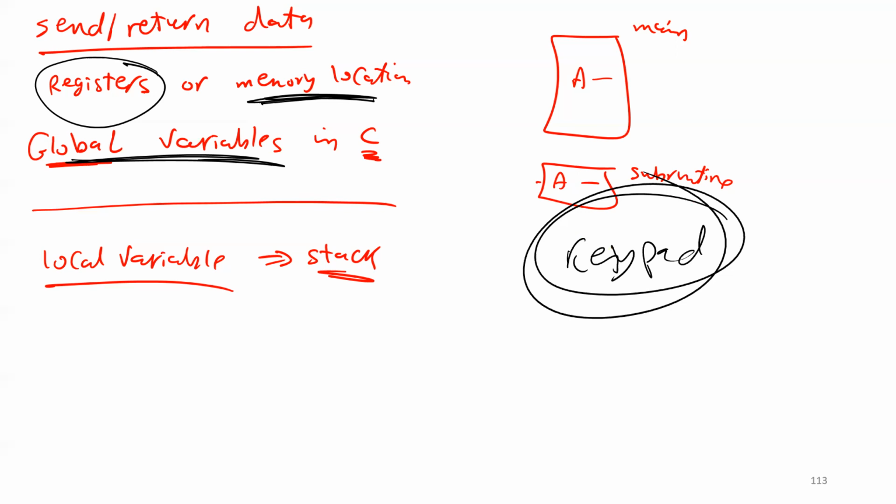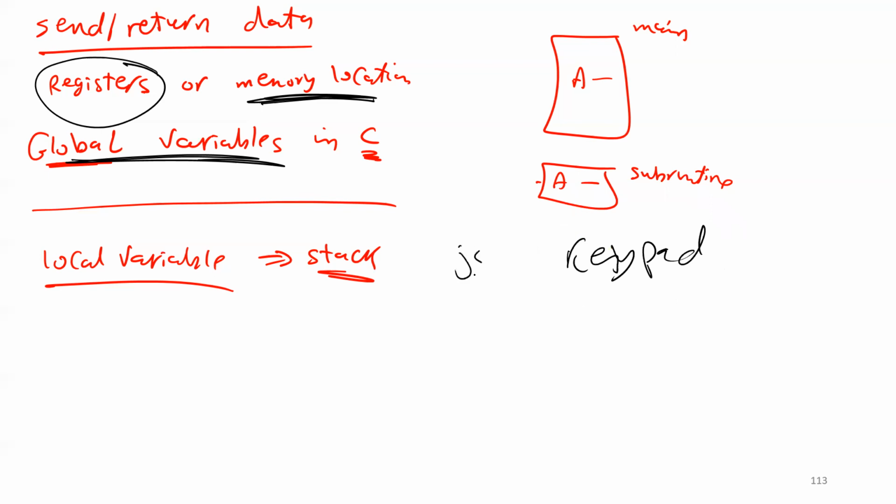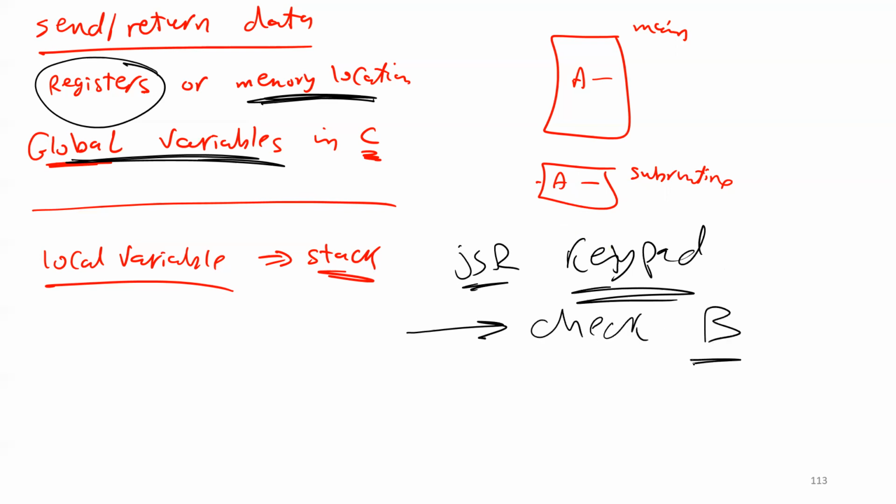I designed this subroutine so that the value you are going to return is in register B. So all you have to do is call the subroutine, jump to subroutine keypad, and then after this instruction, you have to check register B. I don't remember if it's B or A, but I think it's register B. Anyway, I'm going to tell you later for sure when I explain it, but I'm explaining the idea. You got what I'm saying?